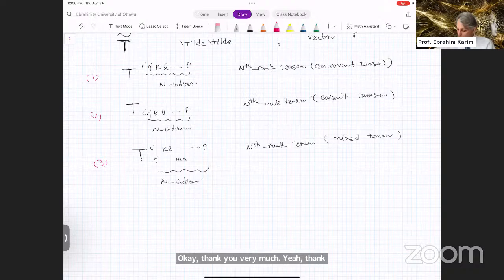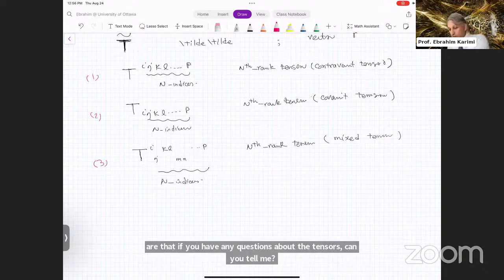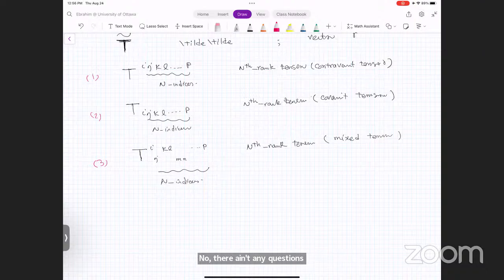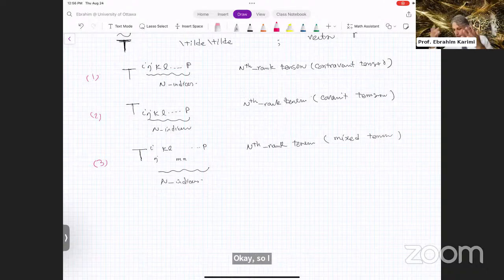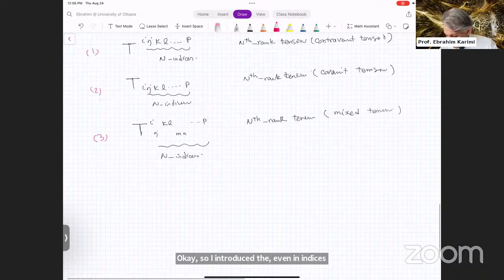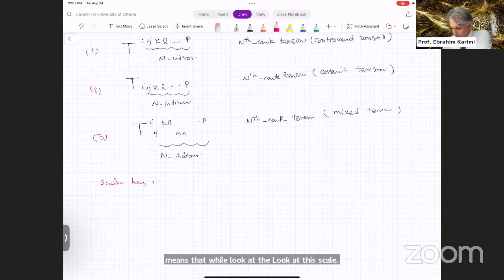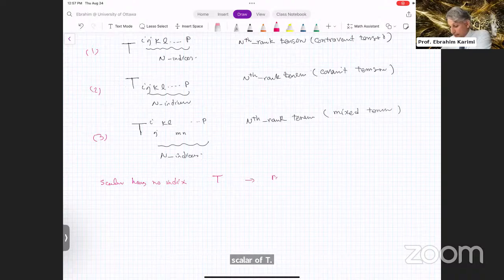So, if you have any questions about the tensors, can you tell me? If not, I have to follow the calculations. No, there aren't any questions. Okay, so I introduced the tensors with n indices. N indices means that, look at the scalar. Scalar has no index. So for example, the scalar T, I call it a rank 0 tensor.